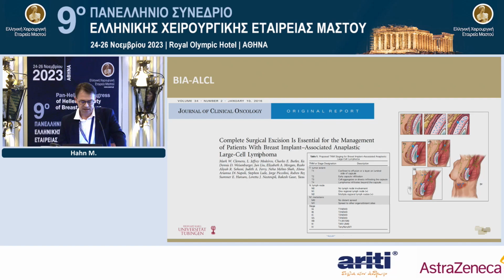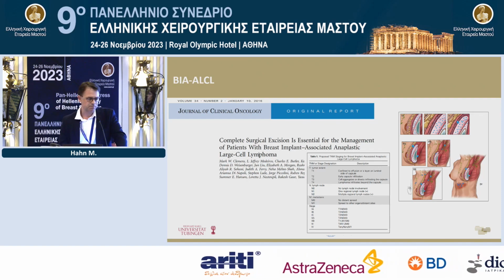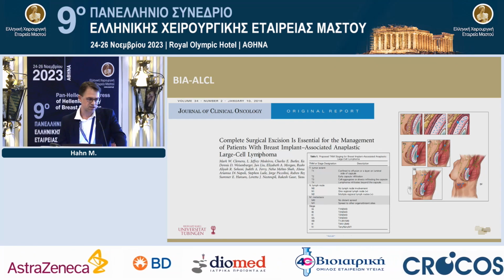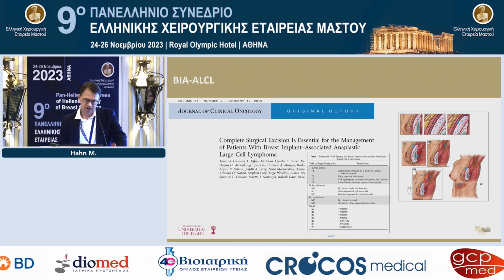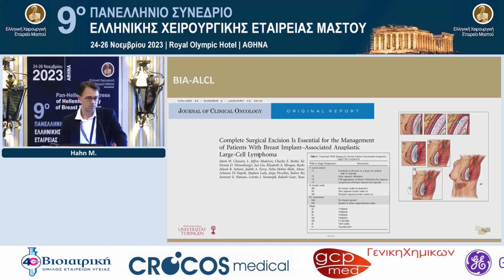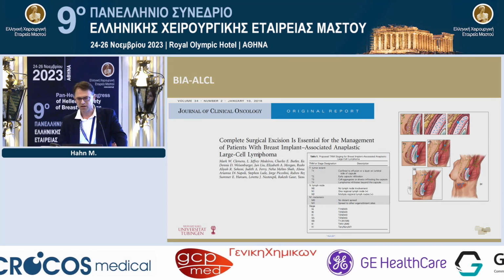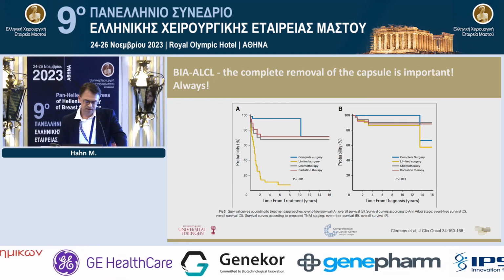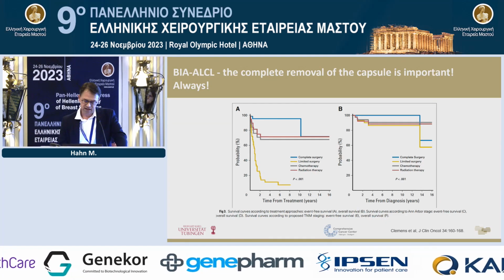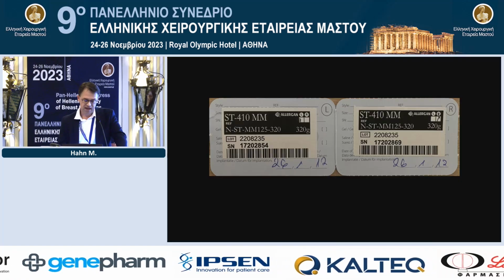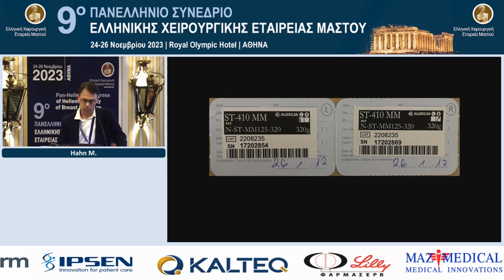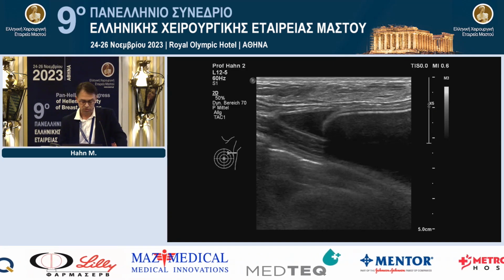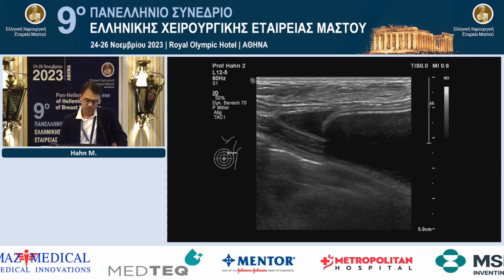You know that it's very important when you have a patient with implant-associated anaplastic large cell lymphoma that you resect the capsule completely. And it's a very rare disease, you know that. But it is important that you get the capsule completely removed. And everybody who has already had to deal with these kind of patients, and I already did surgery on 2 of these patients, gets the diagnosis.